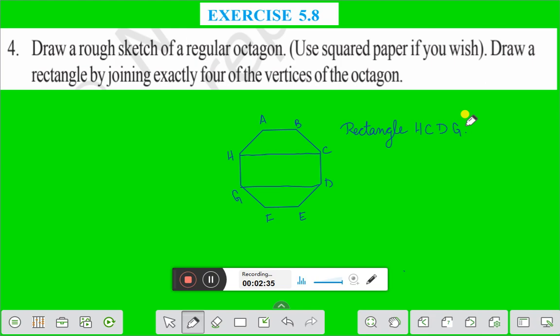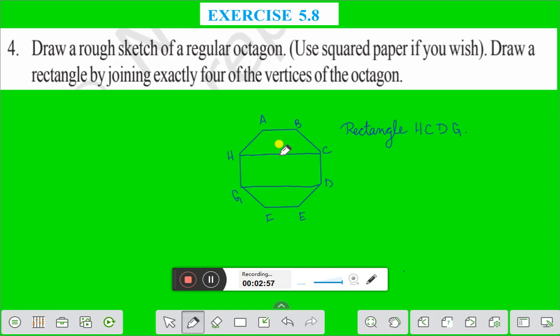Now once again we are repeating. Draw a rough sketch of the regular octagon. This is a regular octagon. Here all the sides are equal and all the angles are equal. That is why it is a regular octagon. And here you see, if we draw a rectangle by joining exactly 4 of the vertices of the octagon, if we take H, C, D and G and join HC with GD, then we are getting a rectangle.